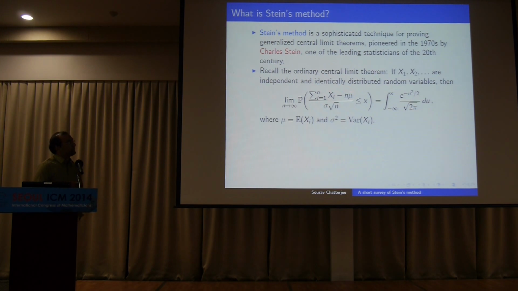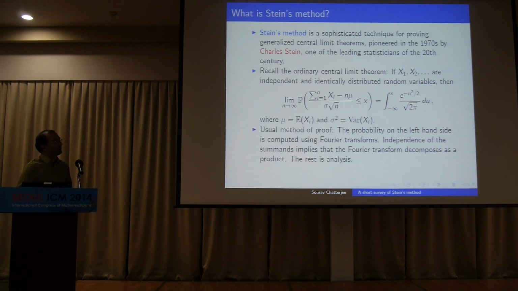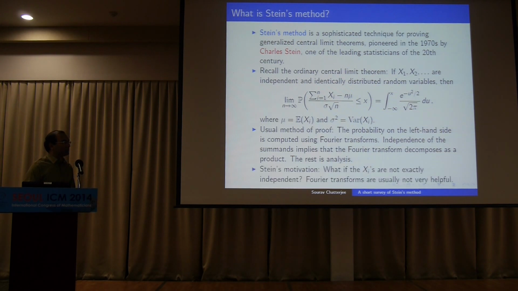So let me tell you what is the basic thing about Stein's method. First, recall the ordinary central limit theorem. If X1, X2, etc. are IID random variables, and you take this normalized sum where mu is the mean and sigma squared is the variance, it converges to the Gaussian law. The usual method of proof is that the left-hand side is computed using Fourier transforms, and the independence of the summands implies that the Fourier transform decomposes as a product. That's basically what independence is. And then you can use analysis to complete the proof.